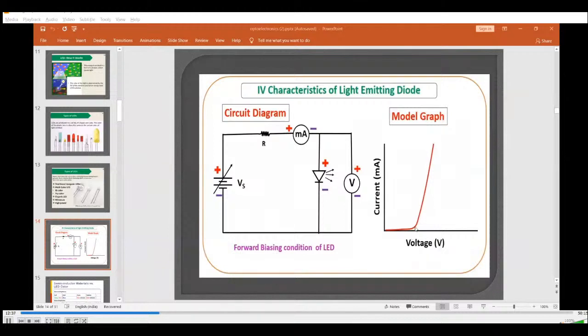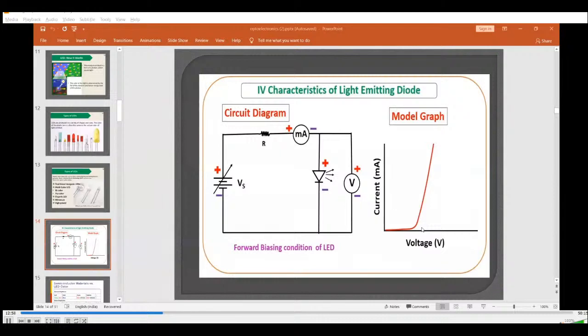Clear? So the voltage at which the diode starts conducting is known as the threshold voltage or cut-in voltage. Clear now? Afterwards, the graph is linearly increasing. So you have to identify from the graph what the threshold voltage is.